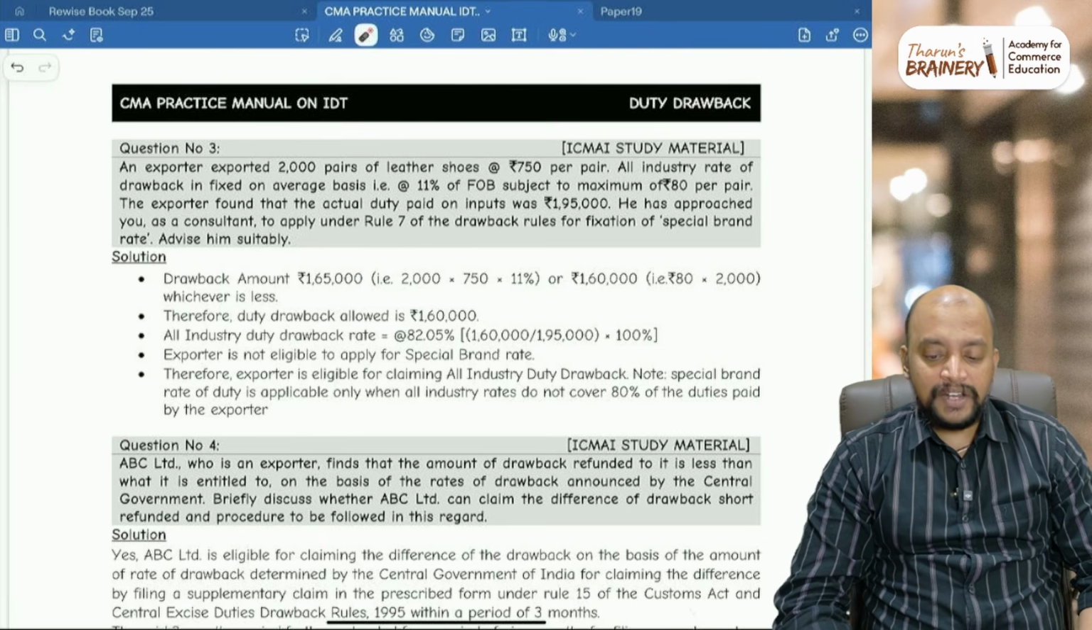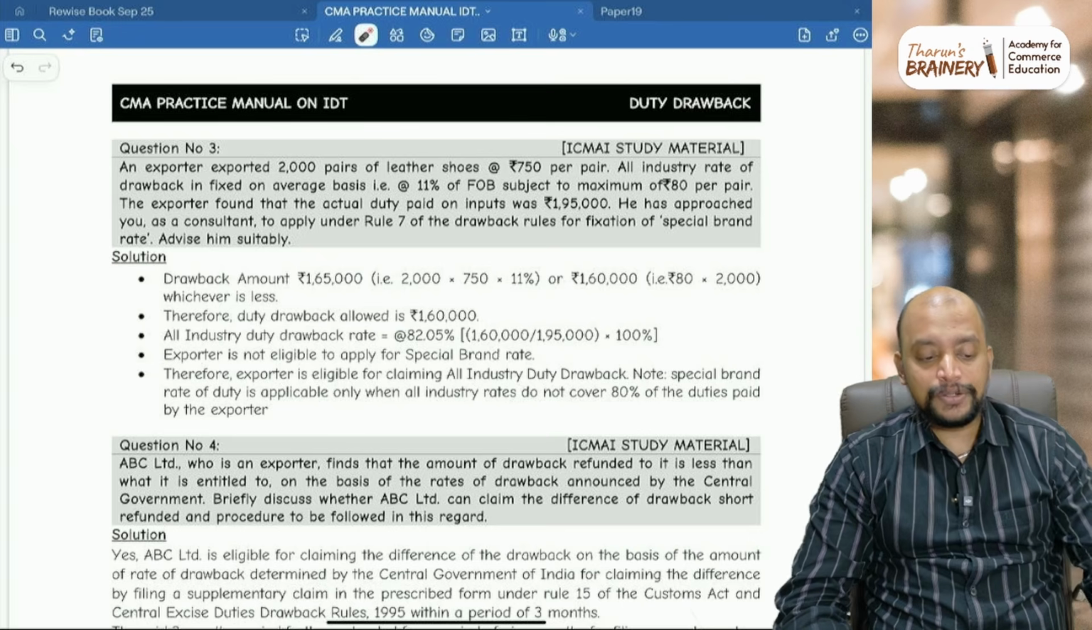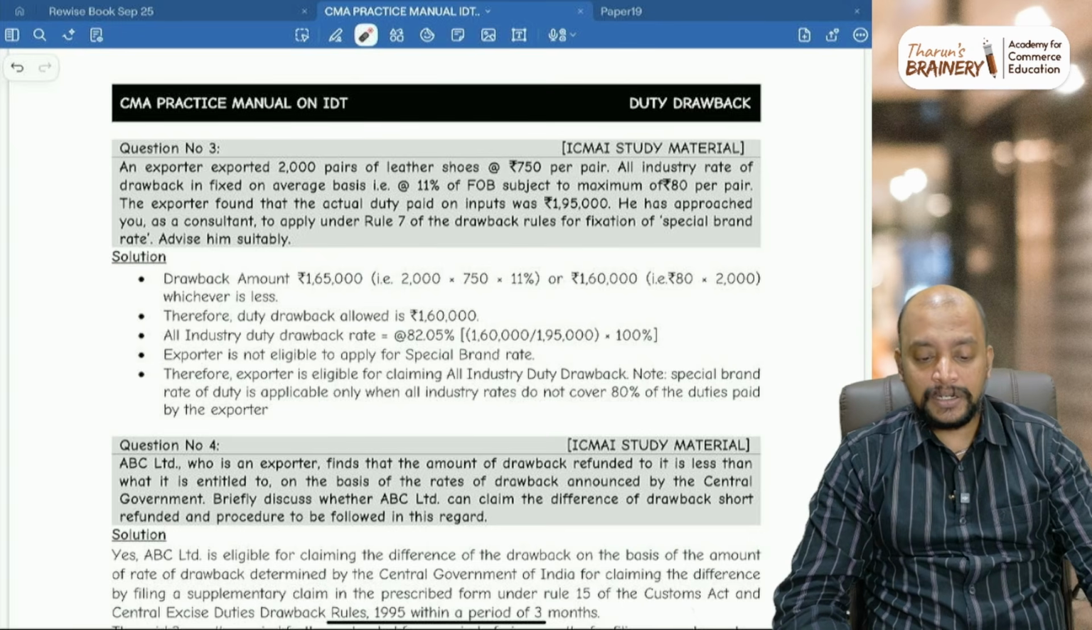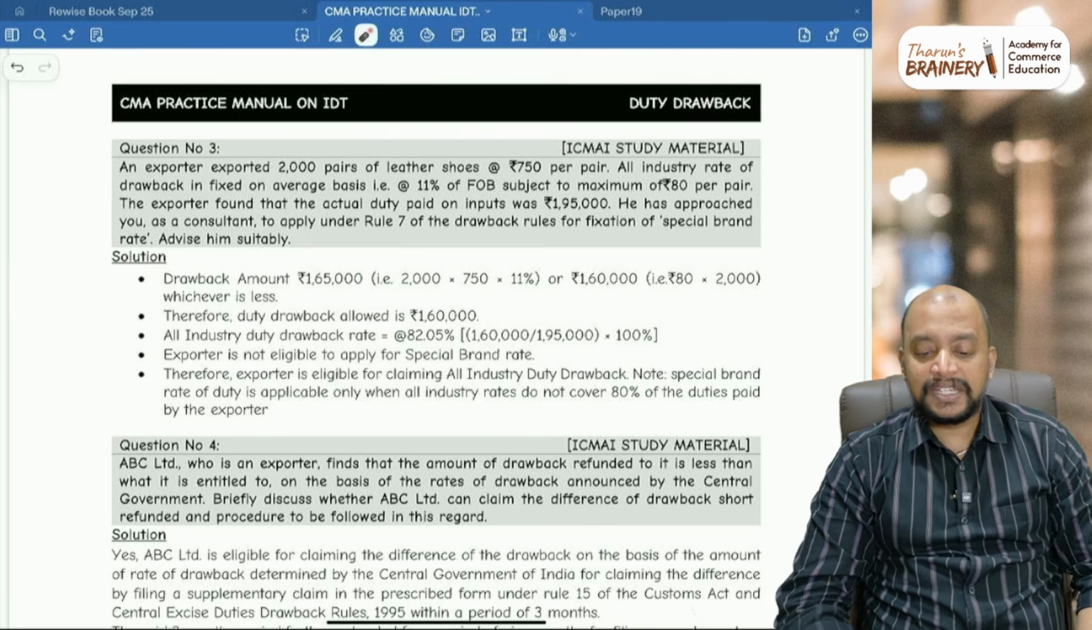So what is that Rule 7? Fixation of special brand rate. First, what is the duty drawback as per all industry rate? Please see, 11% of FOB. Please do the calculation: 2000 into 750 into 11%. That is 1,65,000.